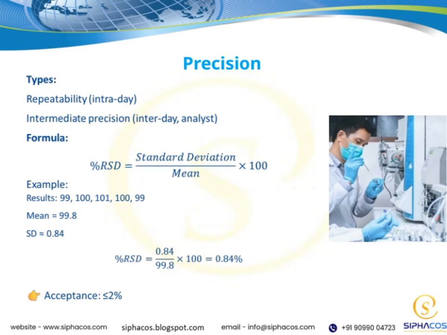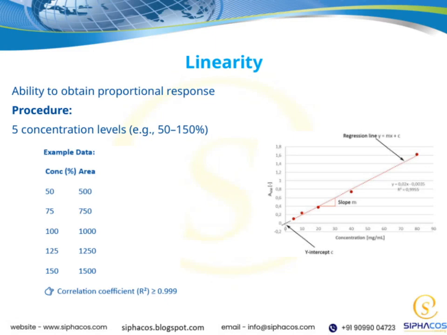Let's talk about linearity. This is all about the ability to obtain a proportional response, meaning that as you change the concentration, the response should change in a consistent, predictable way. To evaluate this, we typically look at 5 different concentration levels, which might range from 50% to 150%, for example. The key idea here is that if your method is linear, doubling the concentration should roughly double the response, tripling it should triple the response, and so on.